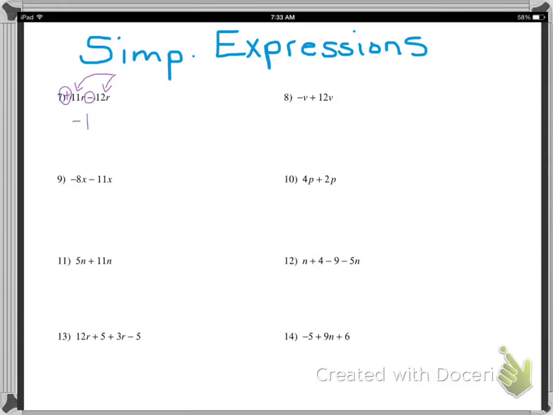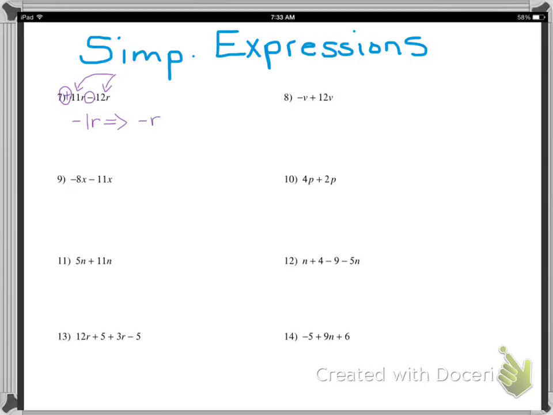So it's same sign, sum, keep the sign. Different sign, find the difference, sign of the higher number. And always put the R. Now you're going to see the answer key actually writes this as a negative R. They don't write the 1 because that's implied if there is no other number in front of the R. Okay, let's try another one.